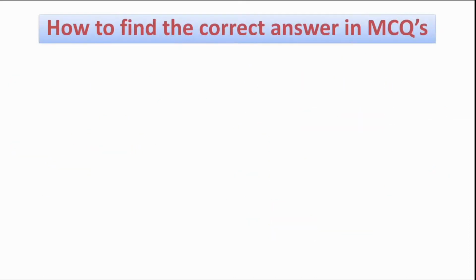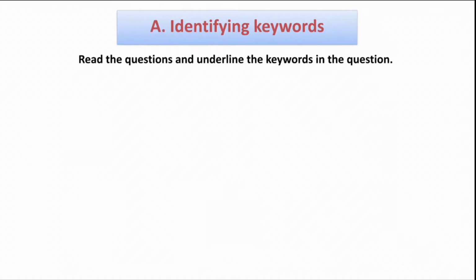Then comes how to find the correct answer in MCQs. We'll discuss some strategies which will surely help you to find the correct answers in multiple choice questions. And the first strategy is called identifying keywords. Now, in identifying keywords, the first and foremost step is to read the question first.